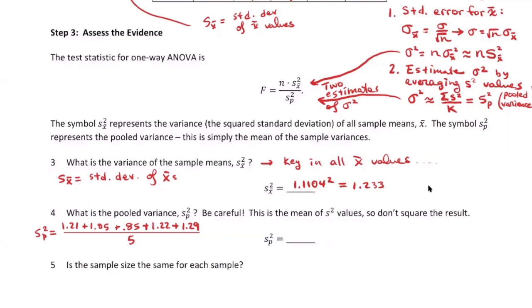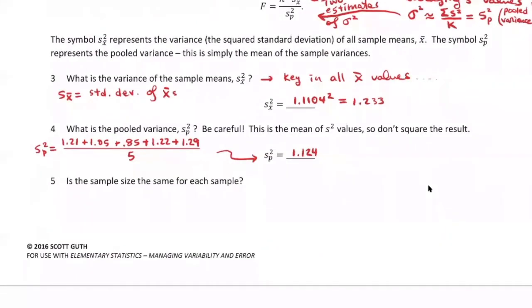Okay, thank you, Susan. And Andrea, that's exactly what I got too. 1.124. Okay, so that's an estimate of the population variance.